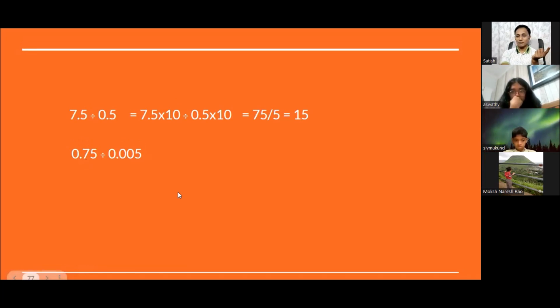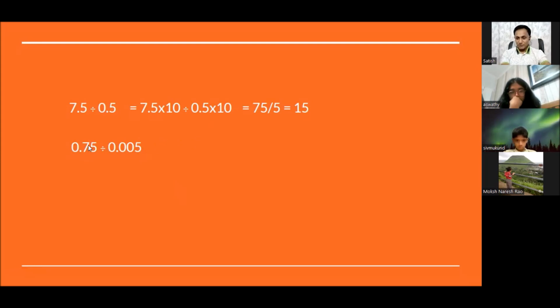So you have to multiply 0.75 with 1000. 0.005 also you have to multiply with 1000. Okay. Then what will happen? 0.005 if you multiply with 1000, what will happen? 1000 has 3 zeros, 1, 2, 3, this will become 5. 0.75 if you multiply with 1000, what will happen? This will become 750. Because 1 zero, it will become 7.5. 2 zeros, it will become 75. Third zero, it will become 750. So this becomes 750 by 5, which is 150.